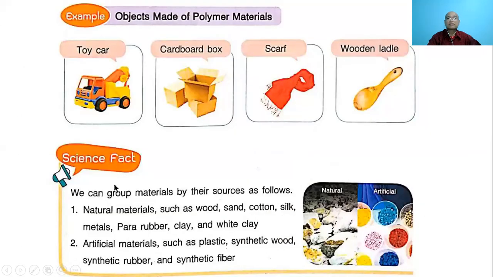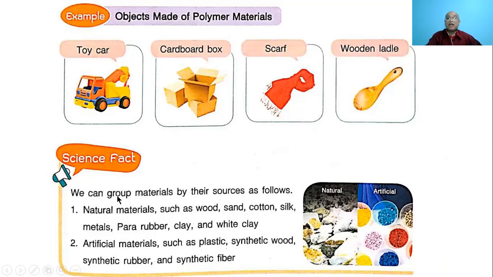And so look, a toy car is made of polymer. It can be synthetic. Cardboard box can be either natural or synthetic. It depends. Sometimes it's not easy to classify. Scarf, all right. Wooden ladle, okay.